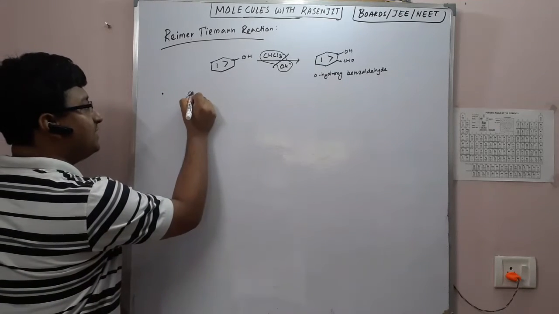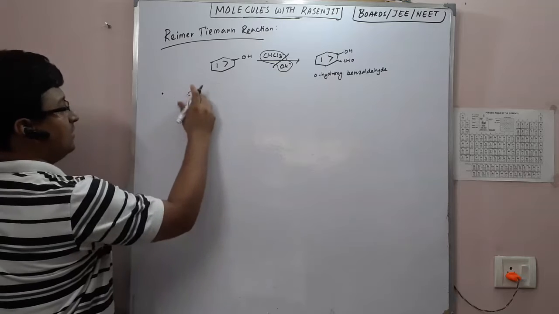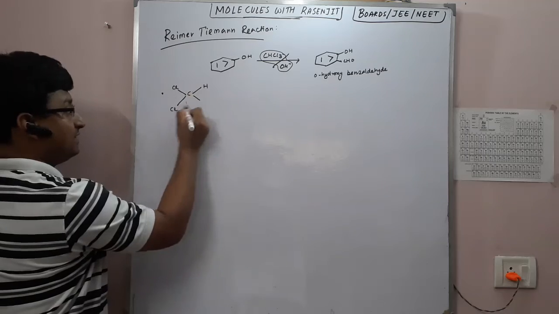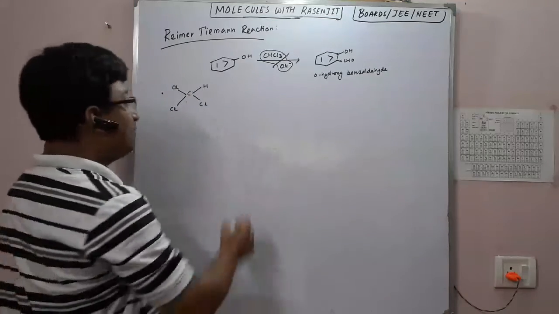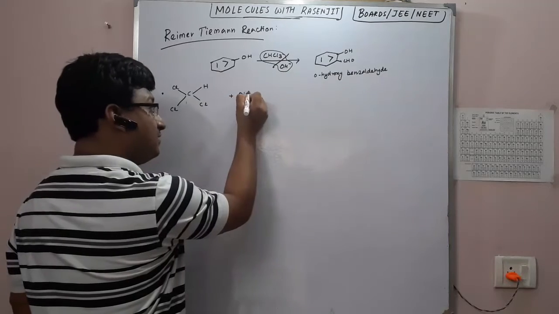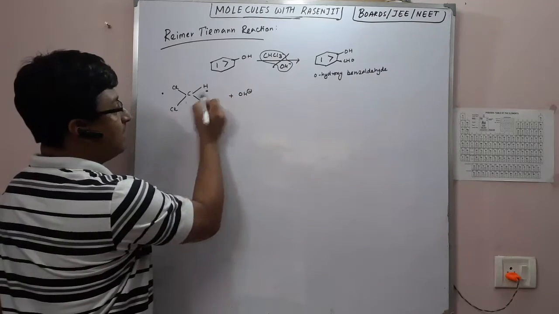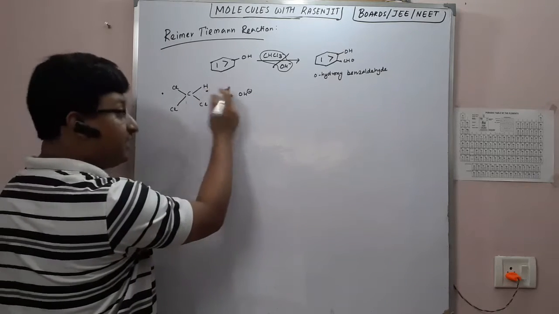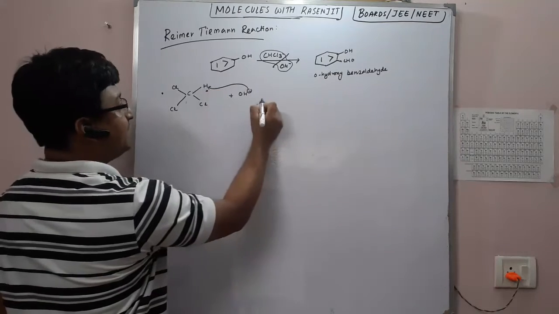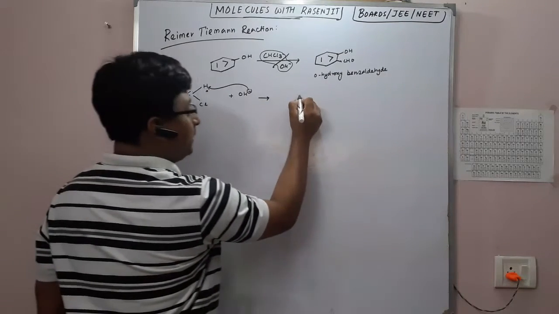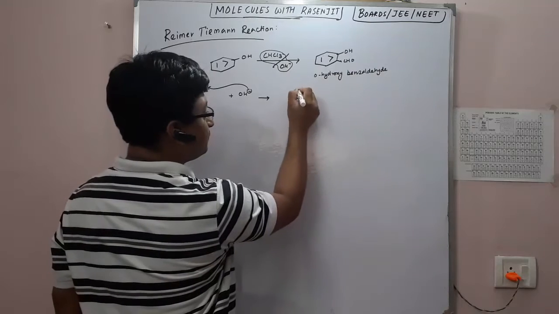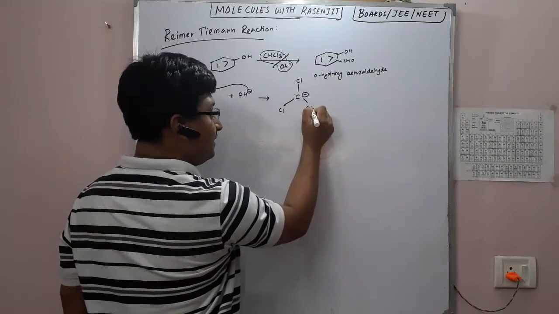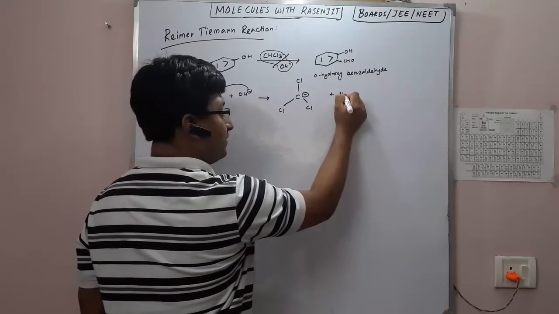So what happens? You have CHCl3. Let me write it like this: CH, Cl, Cl, Cl. This is the structure of chloroform. In presence of a base, what will it do? This is an acidic hydrogen because three chlorine groups are attached to the carbon. So this is definitely the acidic hydrogen. It will get abstracted and form CCl3 minus plus water.